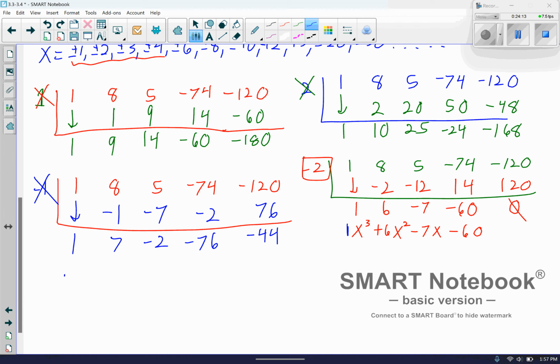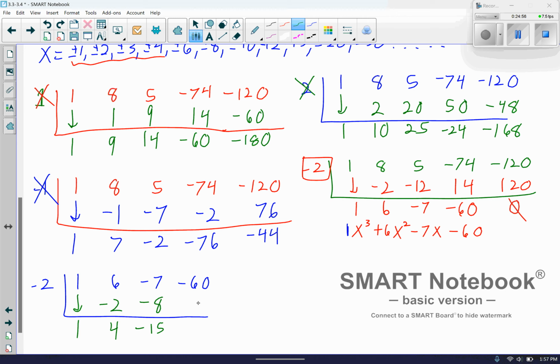So I'm going to come over here. Like I said, now we're going to use 1, 6, negative 7, and negative 60. Now, it is possible that negative 2 can work more than once. Remember back when we talked about multiplicity? So I could have a multiplicity higher than 1 on this. So just to be careful, I better try negative 2 again, just to see if it happens again. So let's see. We'll drop the first one. 1 times negative 2 is negative 2. That adds up to 4. 4 times negative 2 is negative 8. That adds up to negative 15.